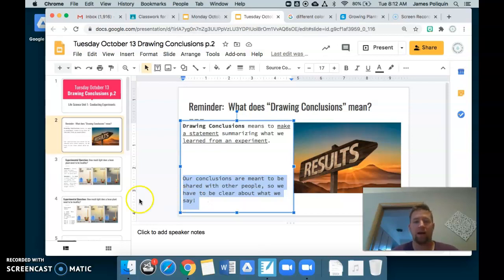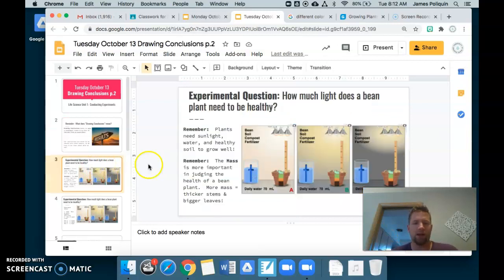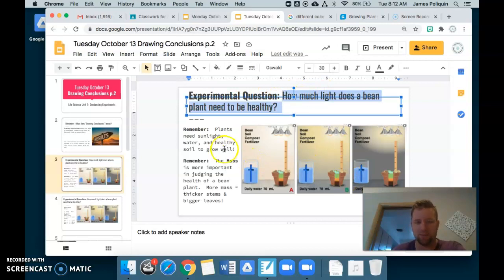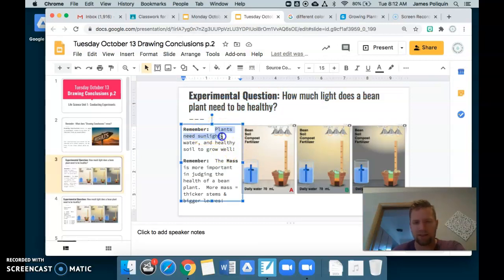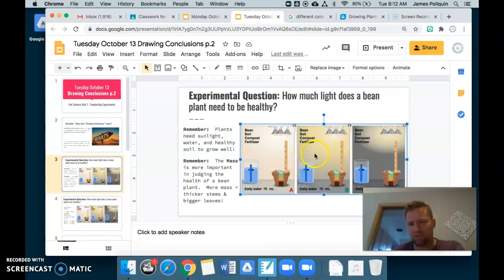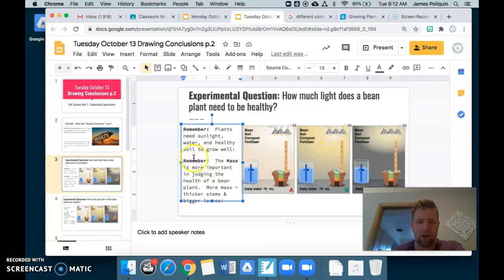All right, so let's dive right into our practice here. Experimental question. I'm circling back to our plant gizmos. How much light does a bean plant need to be healthy? Remember, plants need sunlight, water, and healthy soil to grow well. I took a snapshot of the setup in Gizmo I did. Remember, how do we know if a plant is healthy? Well, the mass is more important in judging the health of a bean plant because more mass equals thicker stems.